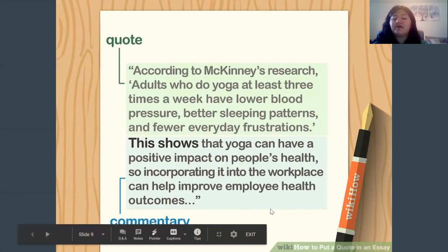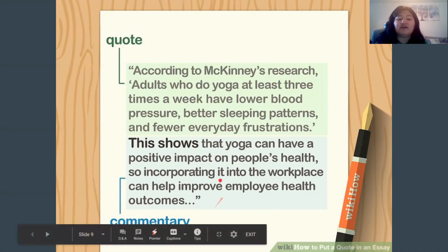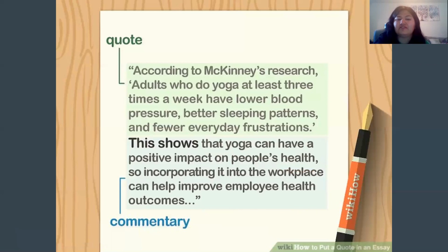So this commentary part is pretty much, I just want to show that again. Here, this is the only quote. This is the direct quote you'd be using. But here is your commentary. So this is where you're going to step in and give your personal opinion on the quote and pretty much why you used it. So this shows that yoga can have a positive impact on people's health. So incorporating it into the workplace can improve employee health outcomes. There you go. You're showing why you're using it, and you're not just throwing a quote out there.